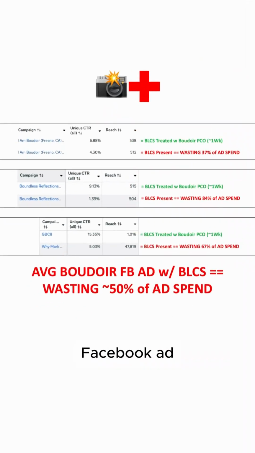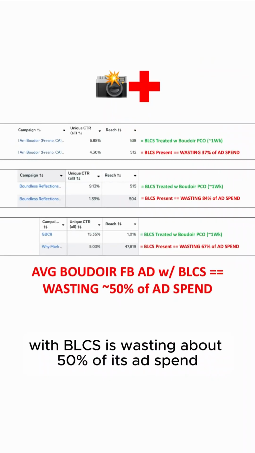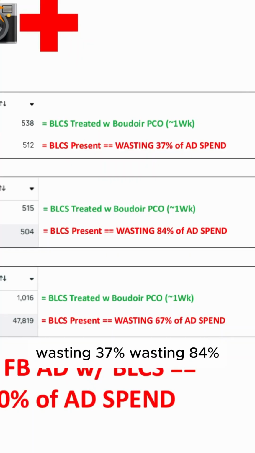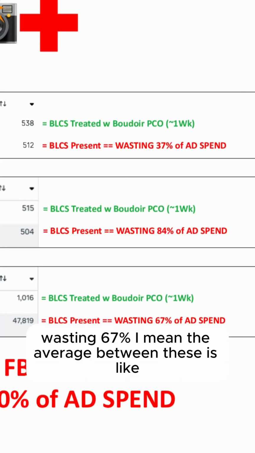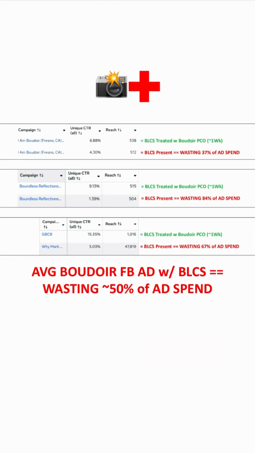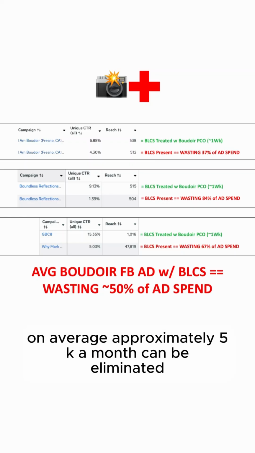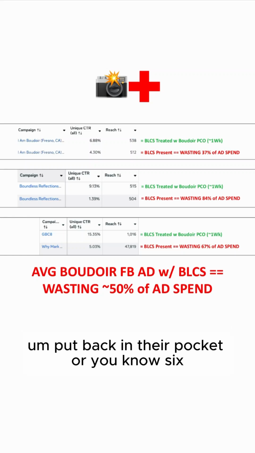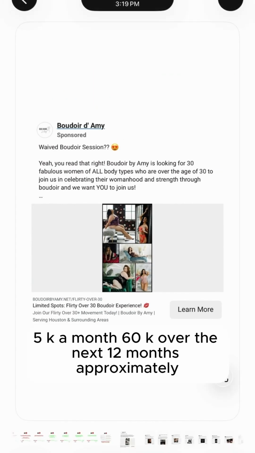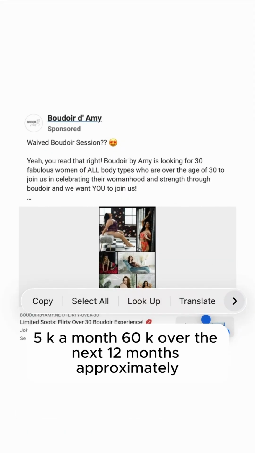So the average Boudoir Facebook ad with BLCS is wasting about 50% of its ad spend every single month. I mean, look at the numbers here, wasting 37%, wasting 84%, wasting 67%. The average between these is like 50 to 60%. And so as a result, if they're spending 10 grand a month on Boudoir Facebook ads, on average approximately 5K a month can be eliminated, put back in the Boudoir photographer's pocket, 5K a month, 60K over the next 12 months approximately.